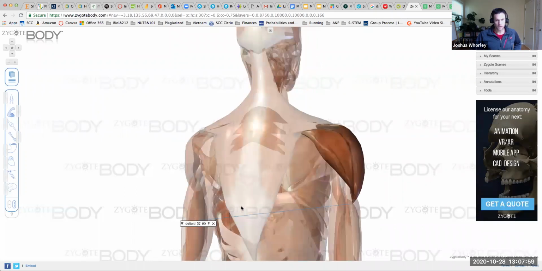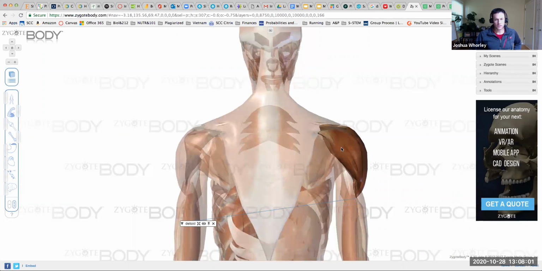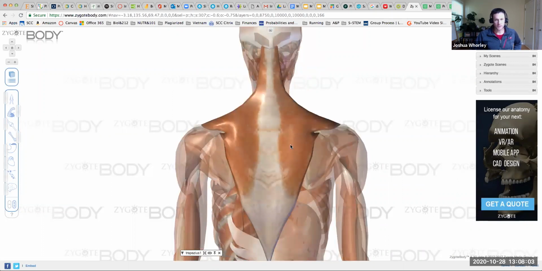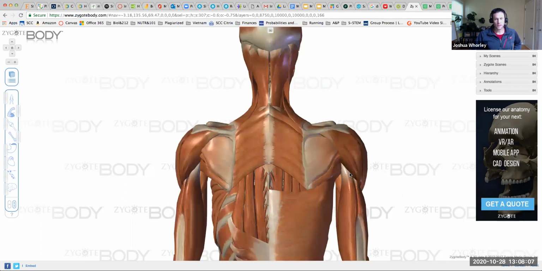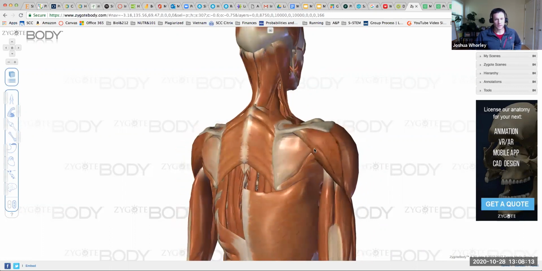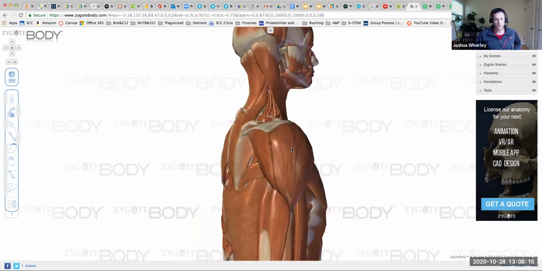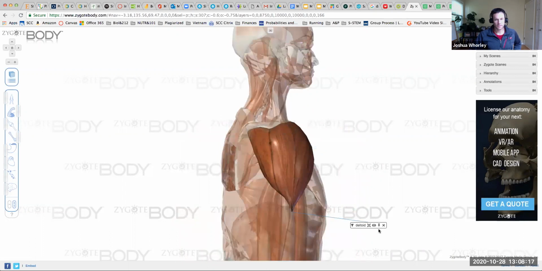Then we have the muscles of our rotator cuff. So we're going to have to take off some muscles to see these. The muscles of the rotator cuff basically hold the humerus into the glenoid fossa of the scapula and perform small actions around it. So we've got to take off our deltoid as well, in order to see these.